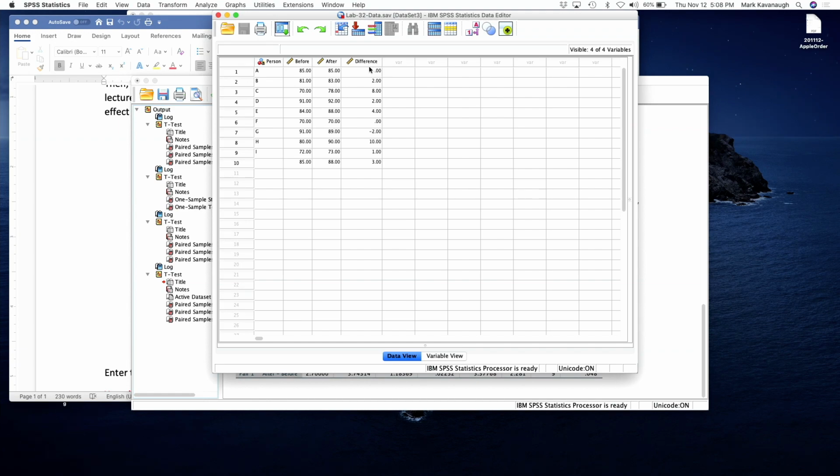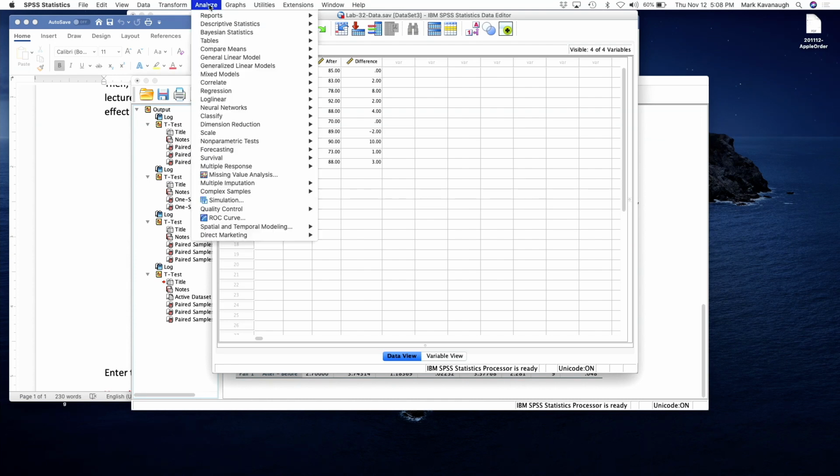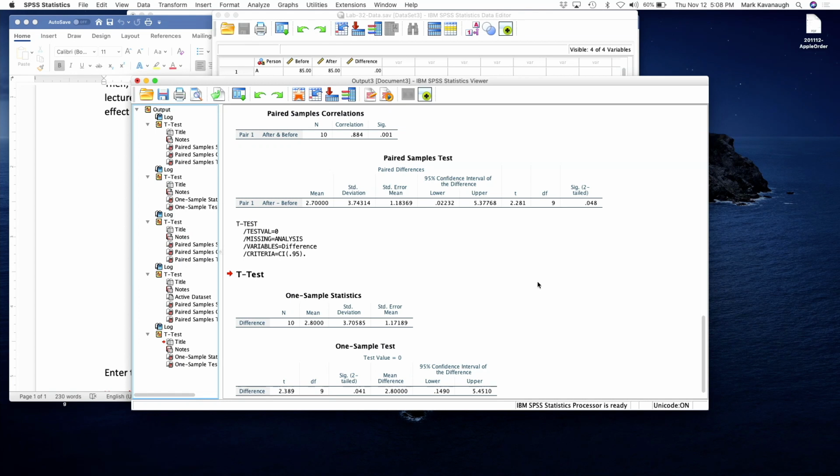And now we can do a one sample t-test on the differences, just like we did that one sample t-test on the differences scores in Lab 31. So let's take a look at that. I go into Analyze, Compare Means, one sample t-test, but I'm going to look just at the differences. I move those over there. Remember, the test value is 0 because no differences is the null. That would mean there's no differences. And then I press OK.